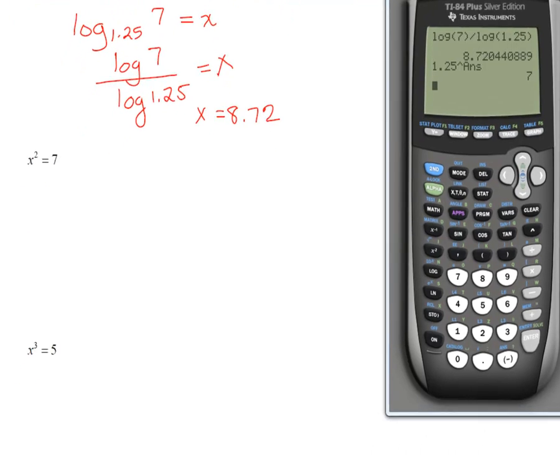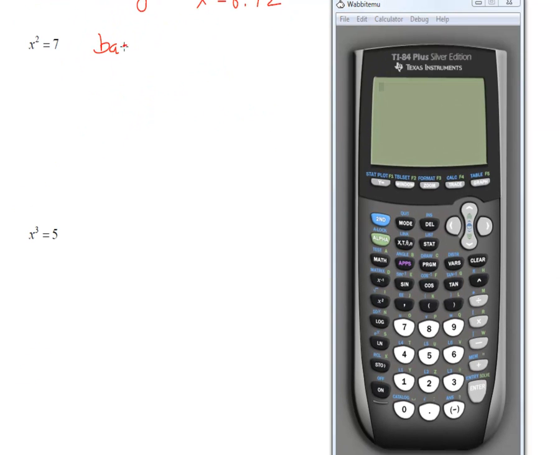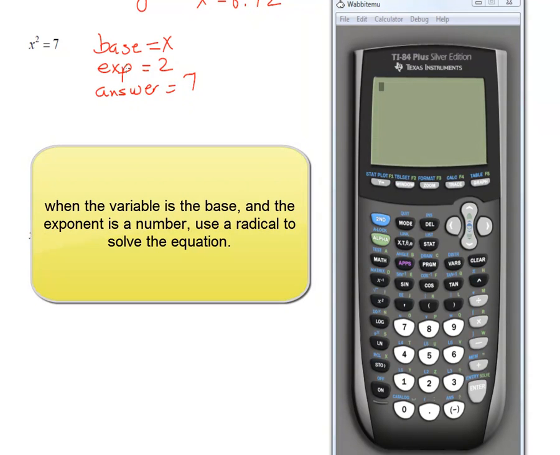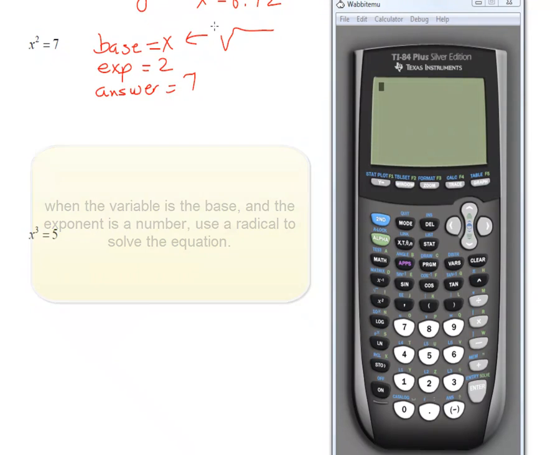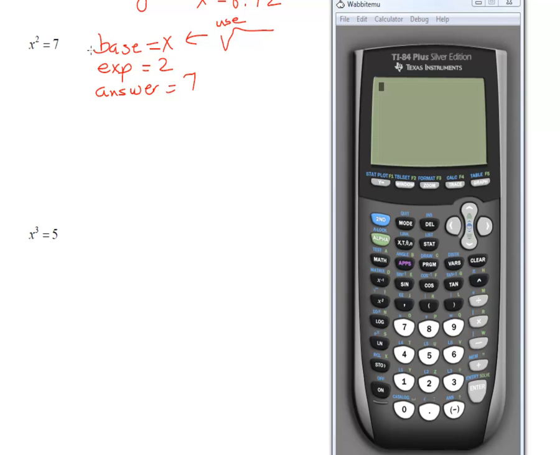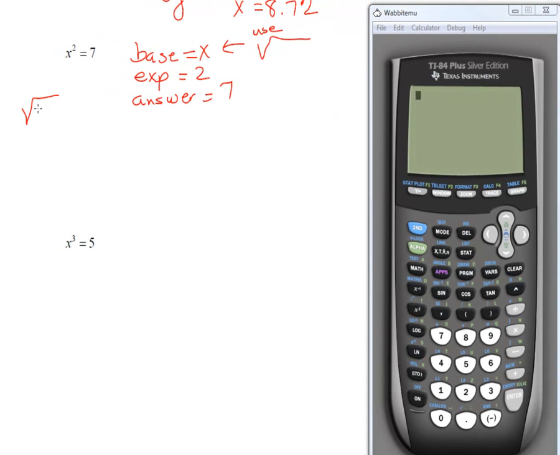So that checks. In this example, the base has the variable, so the base equals x. The exponent is 2, and the answer is 7. So we want to find what number we square to get 7. Now when the variable is the base, you're going to use a radical. Not a log, but a radical. So we're going to take the square root of x squared and the square root of 7. We take the square root of both sides, and that's because we know that the square root of x squared is just x.